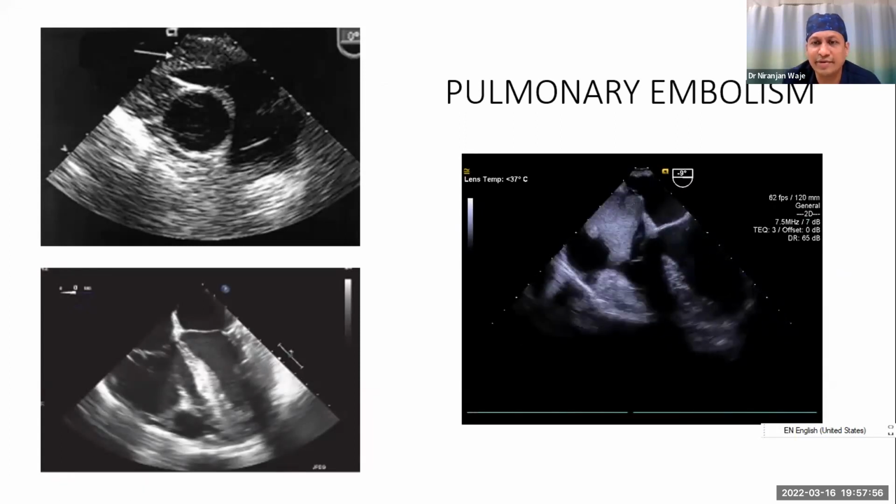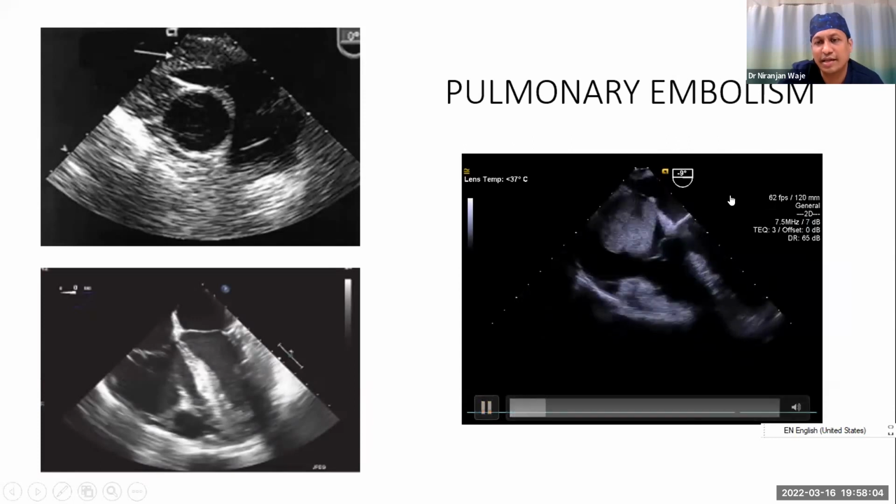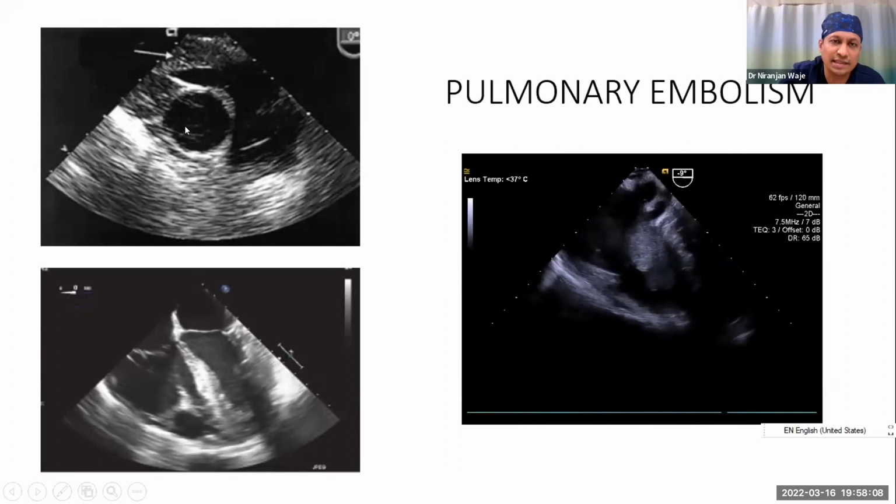On the right side there is a video showing a four-chamber view in a TEE, and in the video you can see the clot in the RA. Probably it got dislodged. In the top left corner is the ascending aorta short axis view, pulmonary artery. You can see the clot in the RPA, right pulmonary artery, loaded here.